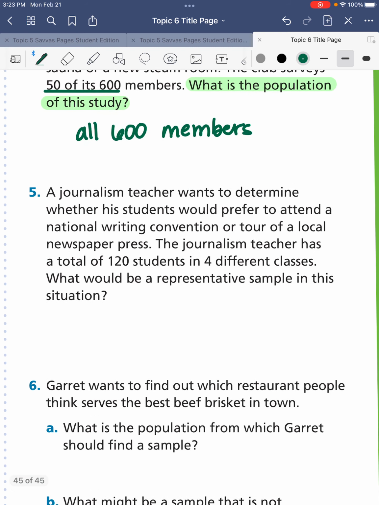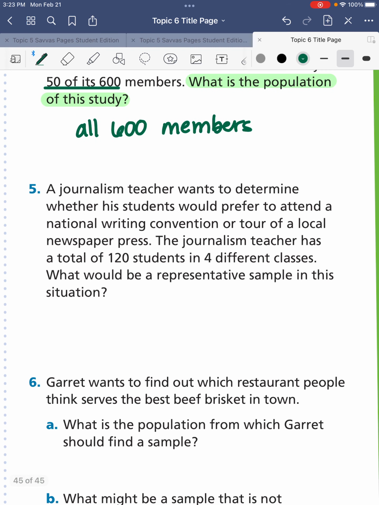Okay, let's move on to number 5. A journalism teacher wants to determine whether his students would prefer to attend a national writing convention or tour of a local newspaper press. The journalism teacher has a total of 120 students in 4 different classes. What would be a representative sample in this situation? Okay, so the sample is not all 120 students, right? And the sample can't just be the students in one of the 4 classes. We need to represent all 4 different classes in our sample.